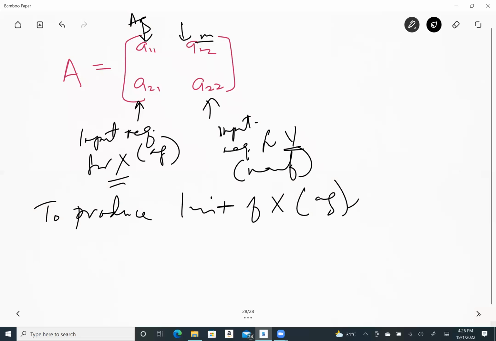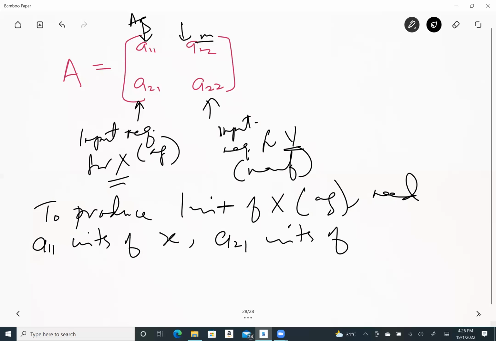Then we need what? We need A11 unit of X, agriculture, and A21 units of Y, which is manufacturing. So I put manufacturing here, because we haven't written the Y yet.